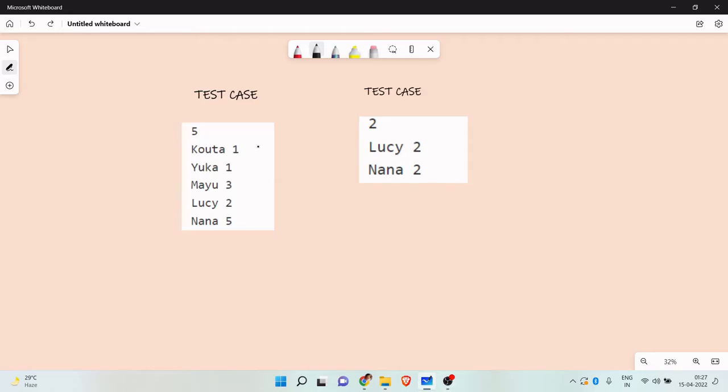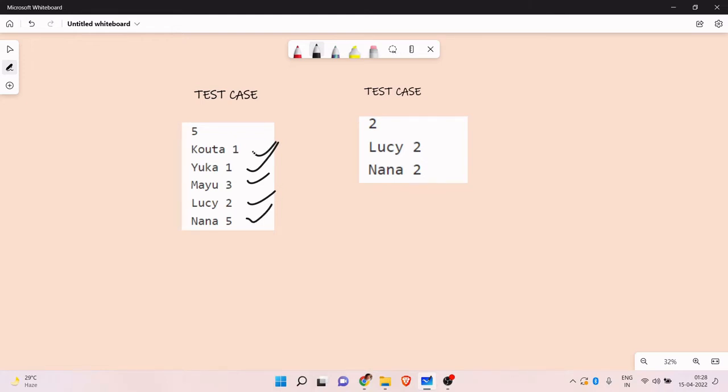Let's look at the test case. Here there are 5 players. Kota speaking the value 1, Yuka speaking the number 1, Mayo speaking the number 3, Lucy speaking the number 2, and Nana speaking the number 5. By seeing the test case, it is quite clear that 1 is occurring 2 times, 3 is occurring 1 time, 2 is occurring 1 time, and 5 is occurring 1 time.